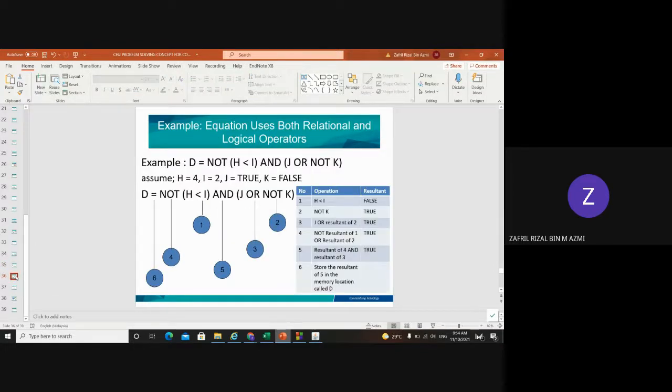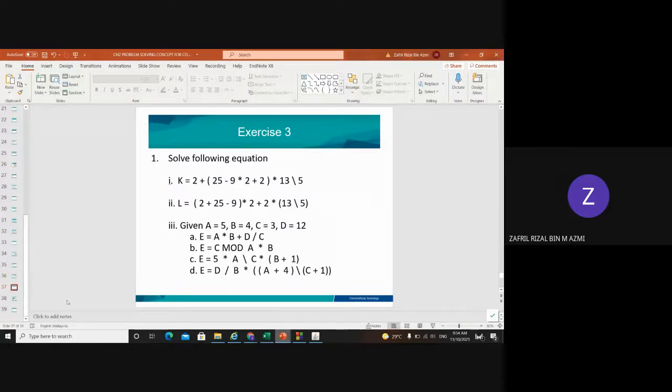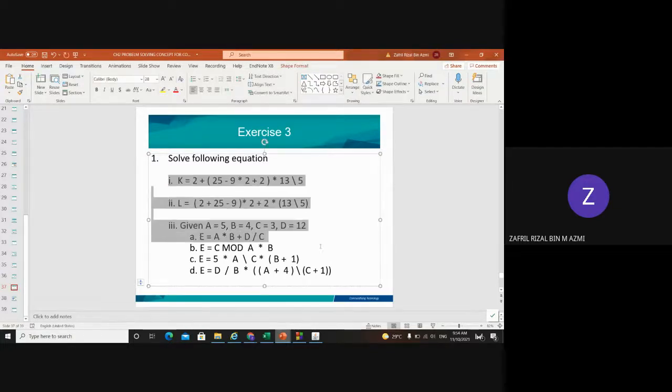So this is a combination of relational and logical operators. Okay, same. Follow the hierarchy table. So this is what I need you to do, to test your understanding. Do this and submit.